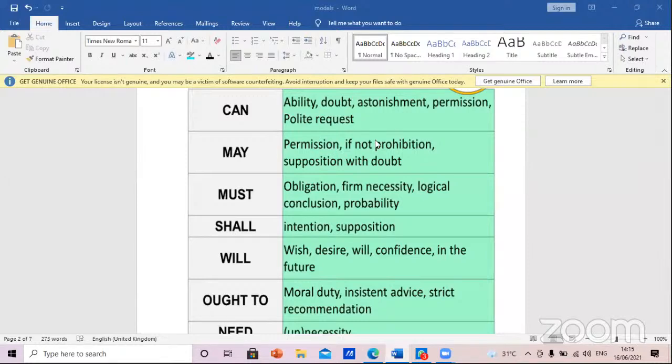Then may, as I told you, may is also used to get permission, right? If it is not prohibited, we can use may to take permission. It must not be prohibited, right? The supposition may, as we use can, we use may also. May I help you, right? May I help you? Is it okay for you if I help you?